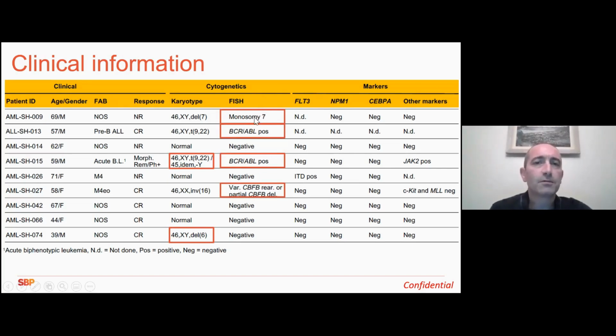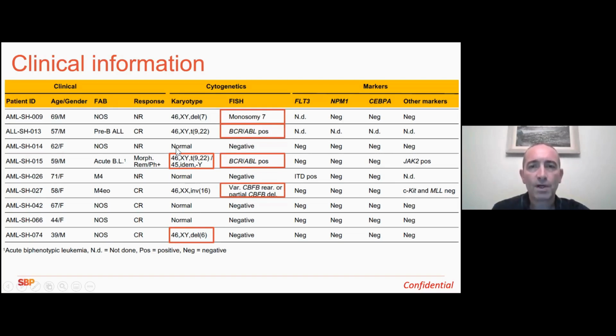That is a deletion of chromosome 7 in this sample, BCR-ABL translocation in these 2 samples. This sample also has a deletion of the Y chromosome. And this sample has a rearrangement of the CBFB gene on chromosome 16, which is a known event in AML. And finally, this one has a deletion in chromosome 6.